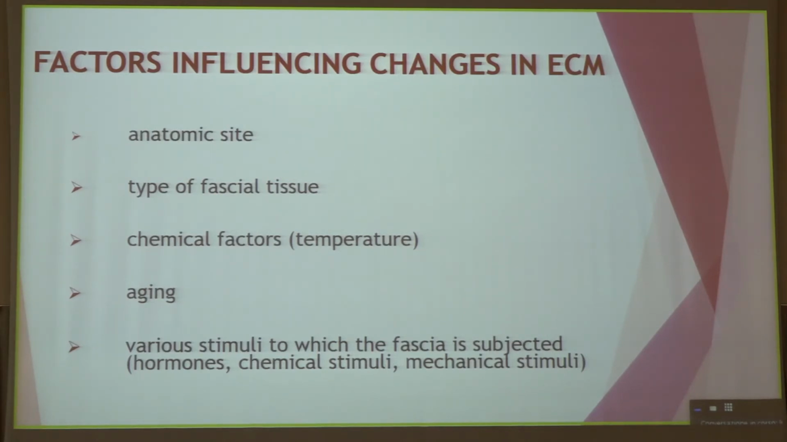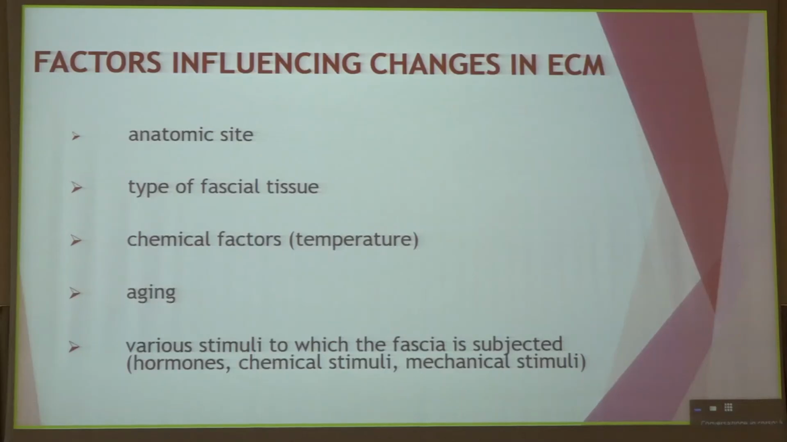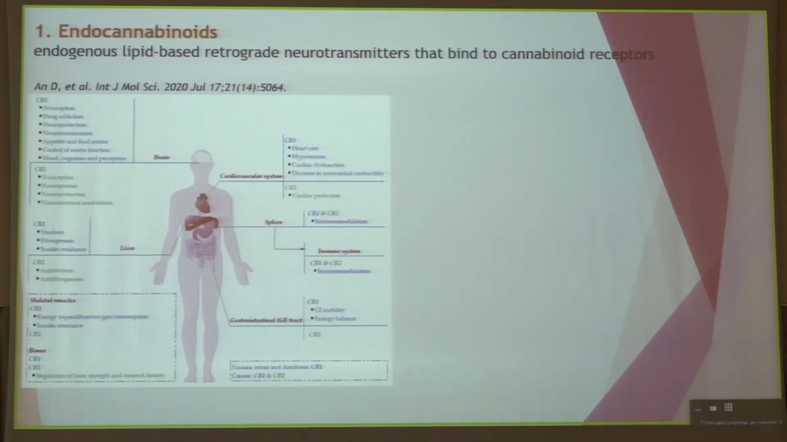So some chemical factors like temperature, maybe also the pH, the aging also, because we demonstrated that with aging, the connective tissue around the muscles becomes much more and much more rigid. There is much more collagen 1, for example. But also other stimulation to which the fascia can be subjected, like sex hormones, like drugs, chemical stimulation, or mechanical stimulation. And now I will show you only some examples.